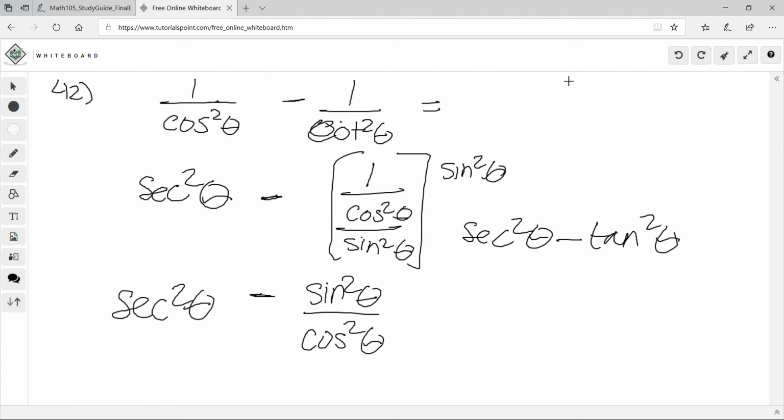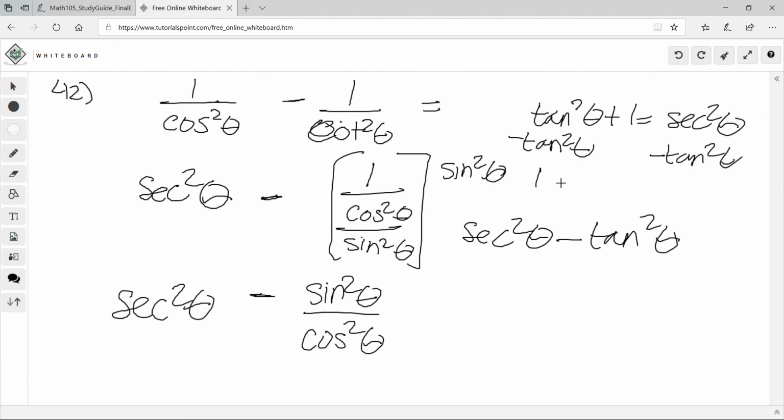And then I'm going to use this identity. Tangent square theta plus 1 equals secant square theta. So we got to kind of make it look like this. So if I subtract tangent square theta, you get 1 equals secant square theta minus tangent square theta. So this looks like this. So you just replace that, so that equals 1. So that's your final answer.